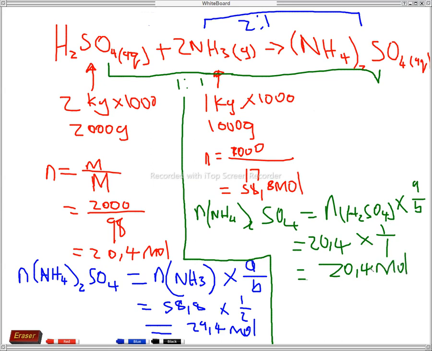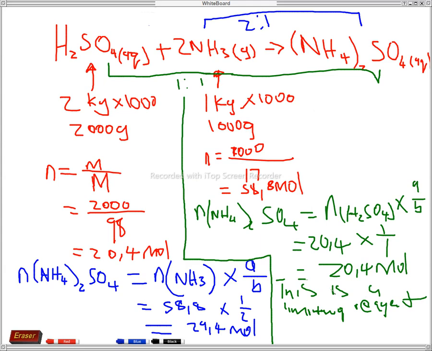Here what is happening, they say that the one with the lesser number of moles is the limiting reagent. You understand? The one with less, so meaning that this one is the limiting reagent. This is the limiting reagent. Limiting reagent. You must know that.